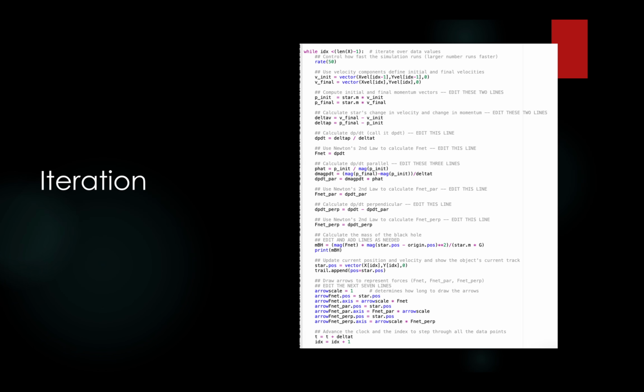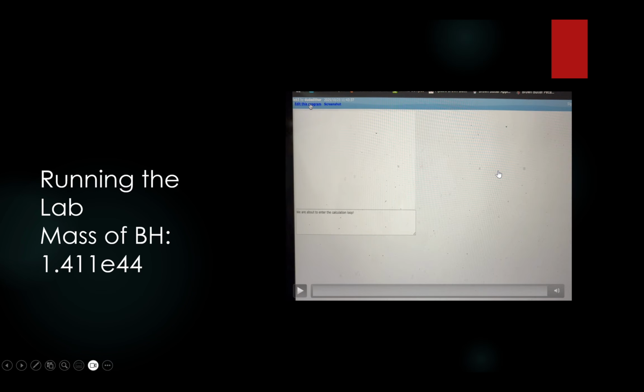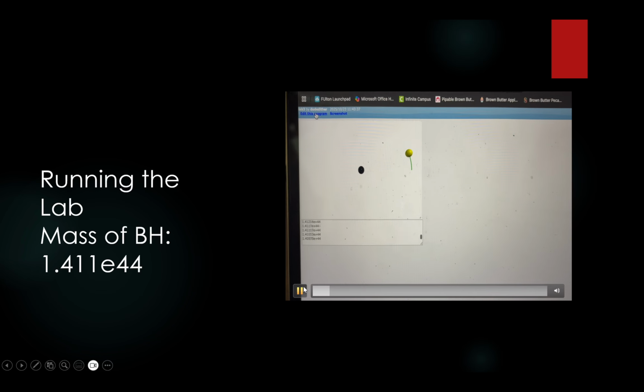And this is the iteration large bit of code. Basically, we're taking those initial conditions, we're calculating some stuff from them, like the final velocity, the final momentum, and the net force. And we're going to use all of that in combination with the parallel force that we find and the perpendicular force that we find to update the position and the velocity of our model. And when all of that is put together, we get this.